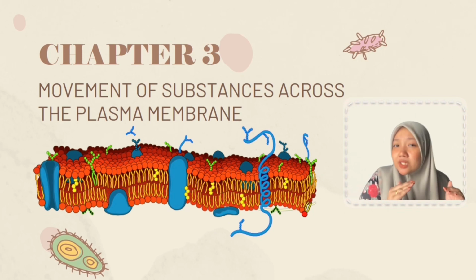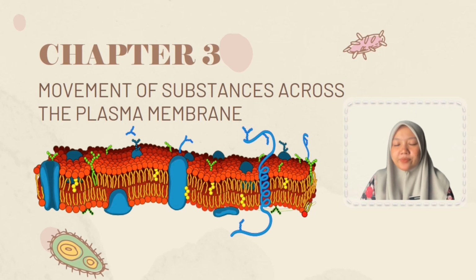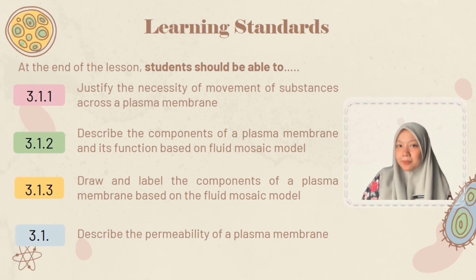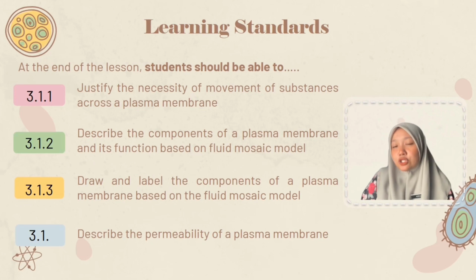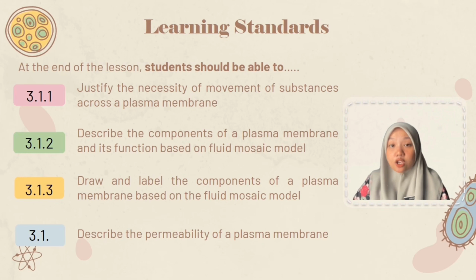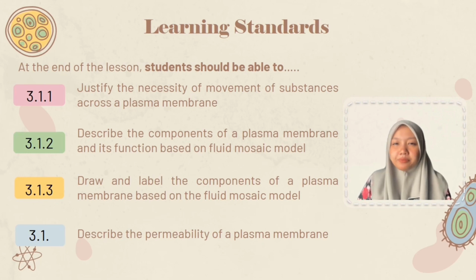No? It's okay. So the topic that we will learn today is from chapter 3, which is the movement of substances across the plasma membrane. So at the end of the lesson, students should be able to justify the necessity of the movement of substances across the plasma membrane. Next, students able to describe the components of a plasma membrane and its function based on the fluid mosaic model. Third, students able to draw and label the components of the plasma membrane based on the fluid mosaic model. And lastly, students able to describe the permeability of plasma membrane.